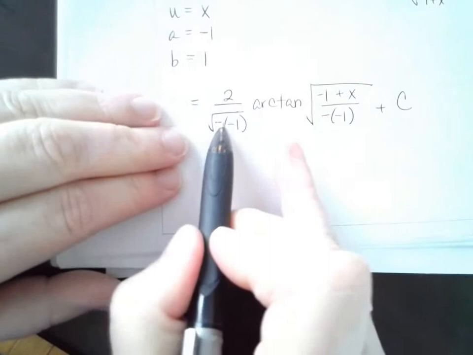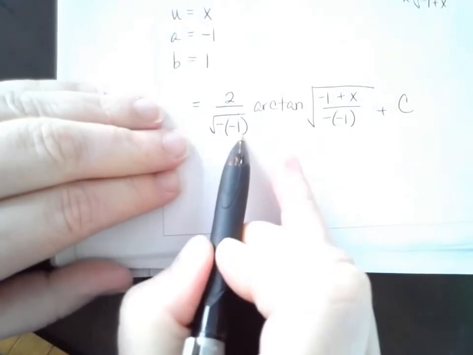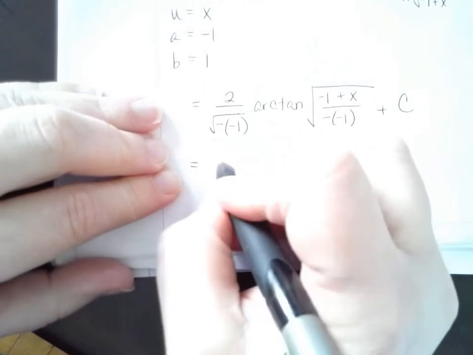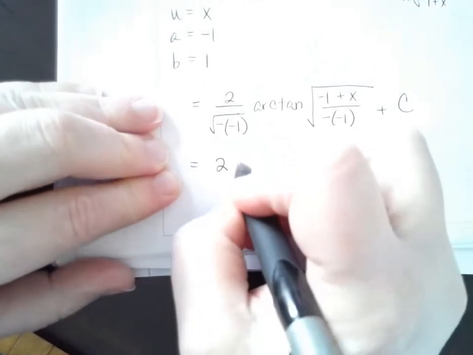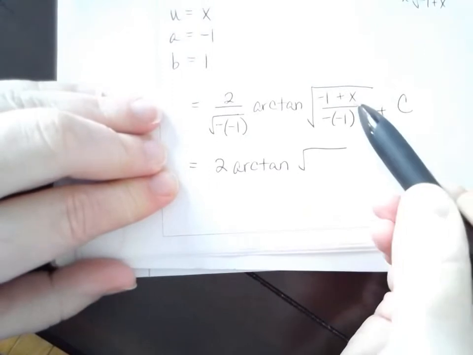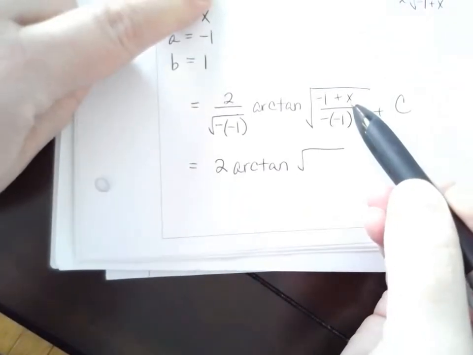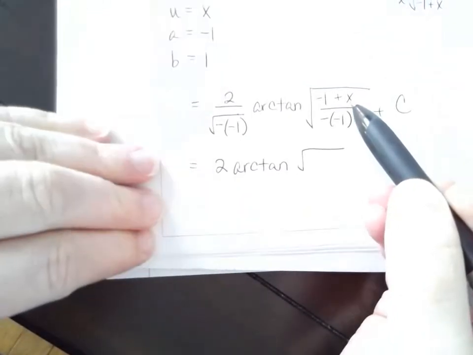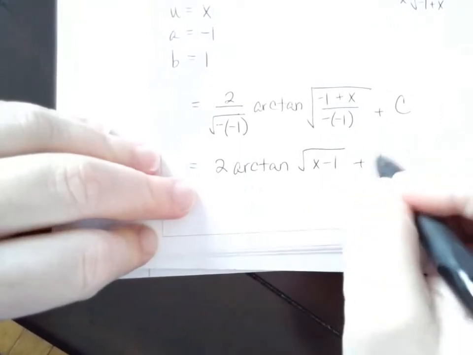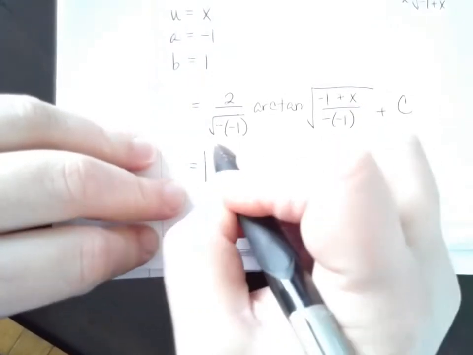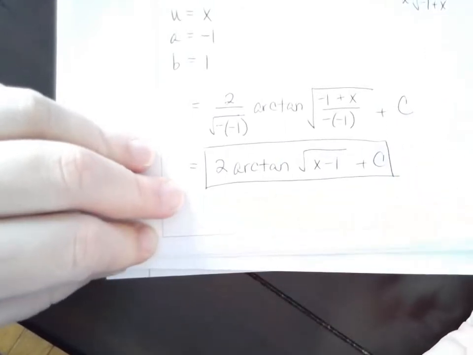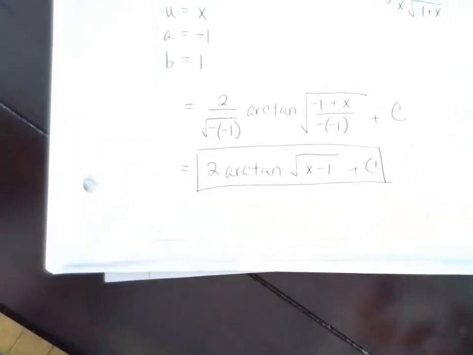My final answer, well, let's see, I've got a negative negative, which makes that a positive, and the square root of 1 is 1. So my coefficient is just 2. Arctan. I'm going to write my radical the way that it did look, just to be consistent. This is now x minus 1 over 1, so just x minus 1 plus c. Okay? And that's what it should have come out with.